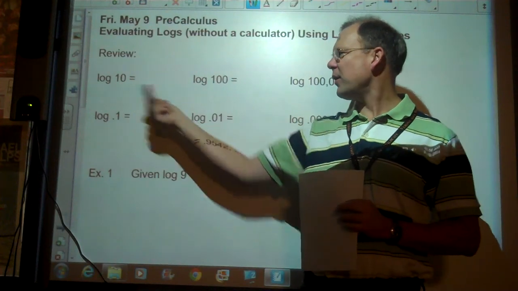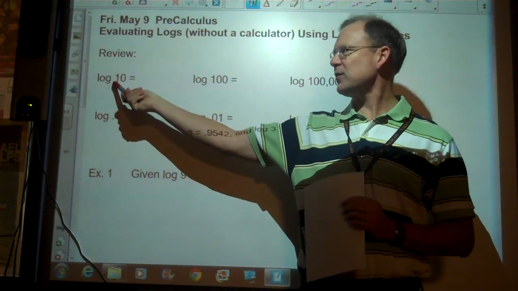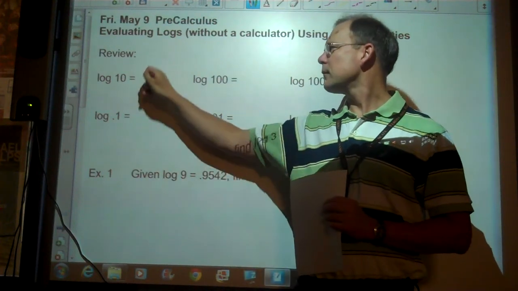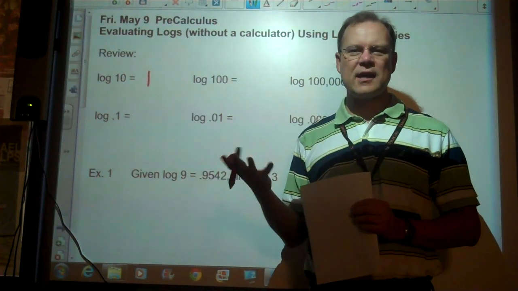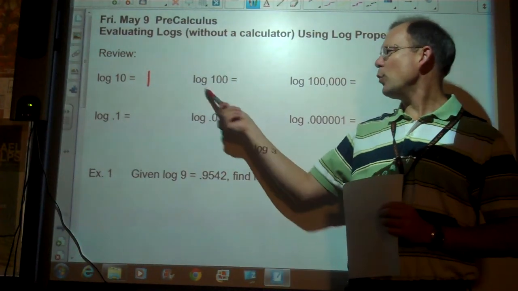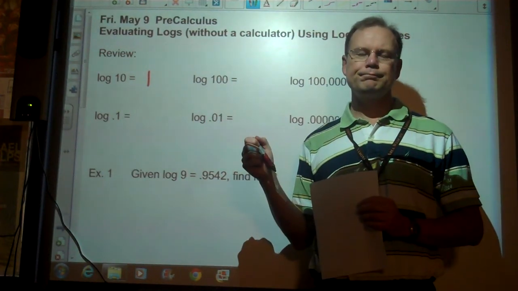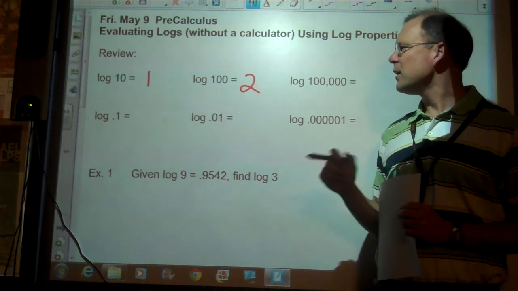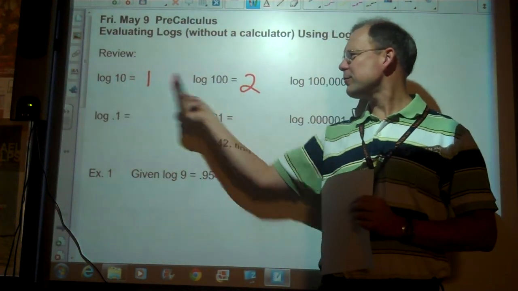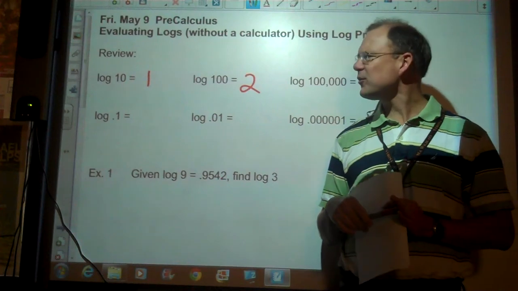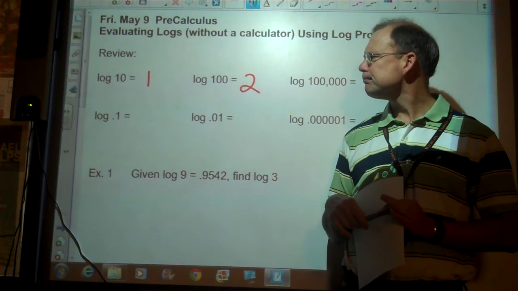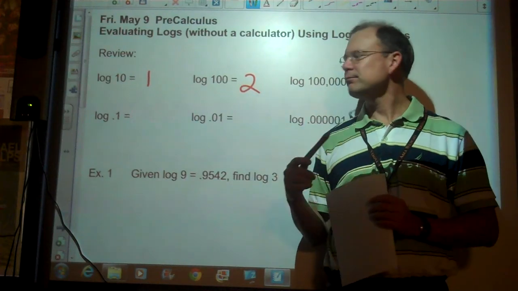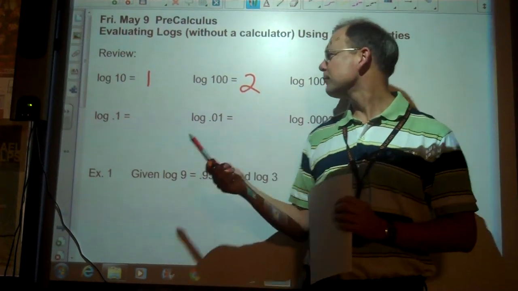that's asking, so all these are base 10, right? So this is 10 to what power is 10? So 10 to the first is 10. 10 to what power is 100? 10 squared is 100. You see a pattern there, at least with those first two examples. How many zeros are after the 1? That's the power of 10.